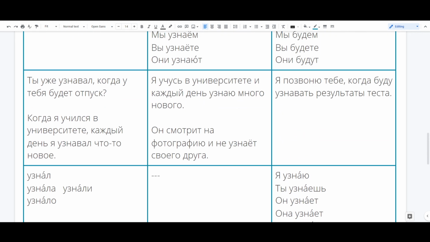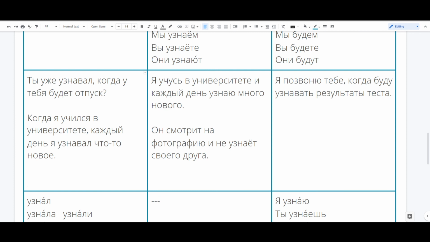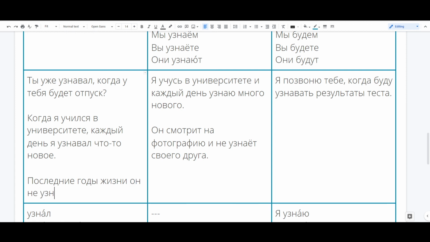But if we want to say that it was repeated, for example, during the last years of his life, let's say he did not recognize his relatives. Let's write it. Последние годы жизни он не узнавал своих друзей. Last years of life, literally, he did not recognize repeatedly, many times, during some period of time, his own friends.